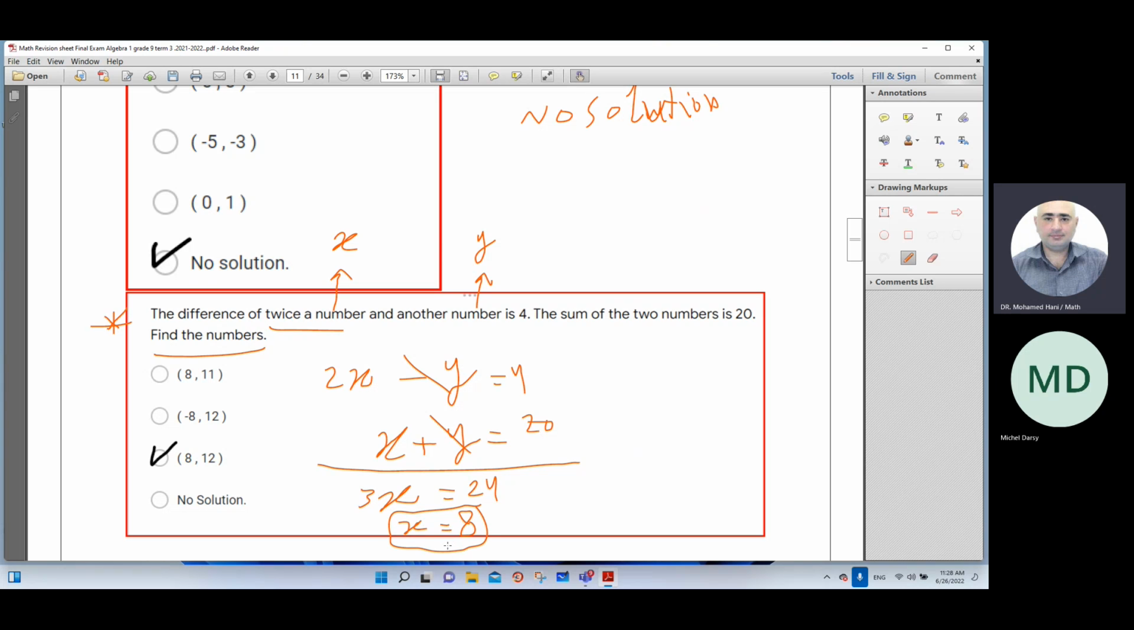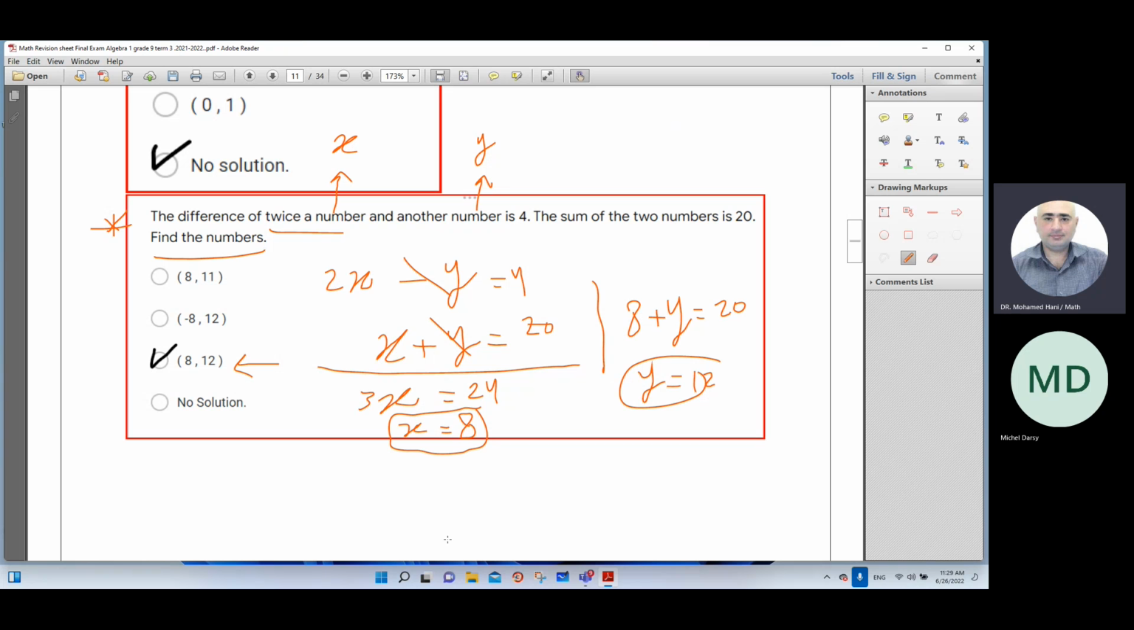Then substitute the value of x in the first equation or in the second equation, the same idea. I will substitute in the second equation. The value of x will be 8 plus the value of y equals 20. So y equals 12. So the common solution will be 8 for x and 12 for y.